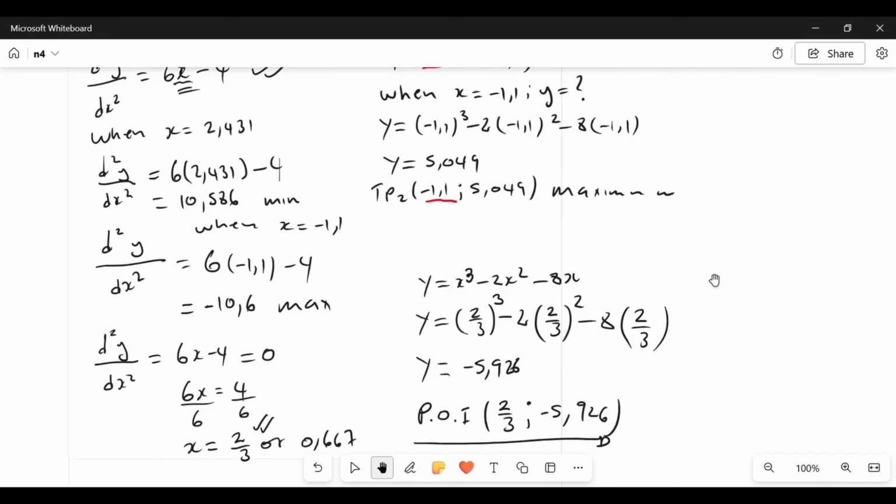As for the point of inflation, you derive twice and you equate that derivative with 0. You solve for x, you get the x coordinate. Take the very same x coordinate, you substitute on the original, you get the y coordinate. So that will be the coordinate of the point of inflation on this question.